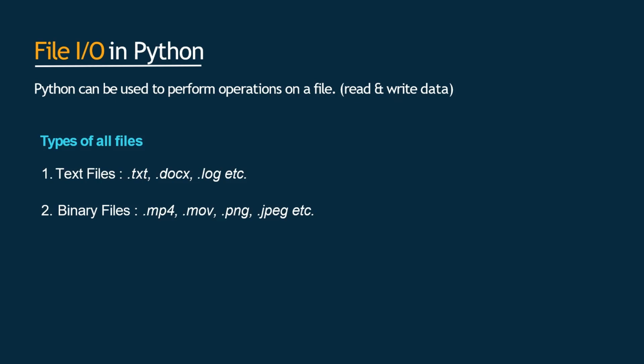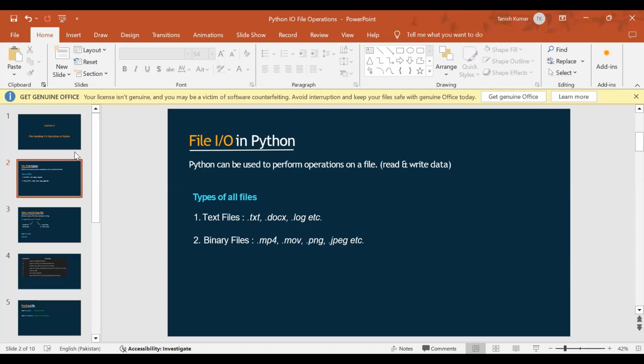So we have two major categories. First one is text files, and the other one is binary files. So text files contain .txt, .doc, and .log files, etc. Majorly, we will be working with .txt files, but if you want to store your data in a doc file, you can also use that.